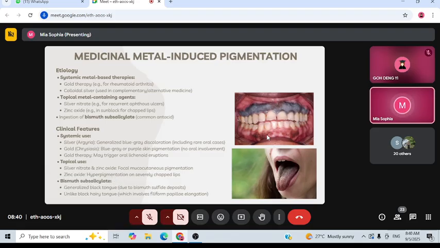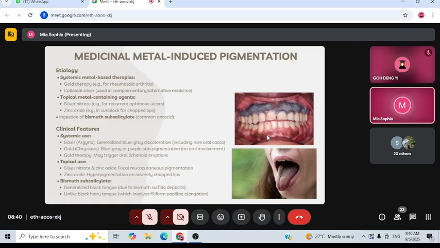Topical metal-containing agents are also another source. Silver nitrate, for instance, is sometimes used for recurrent ulcers, while zinc oxide is found in sunblock and ointments. Both can cause localized mucocutaneous pigmentation, especially in areas of damage or chapped tissues like the lips.